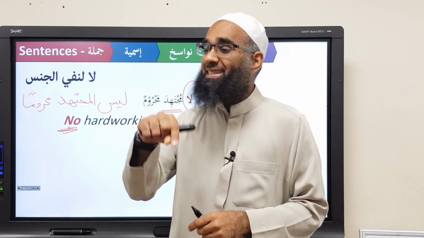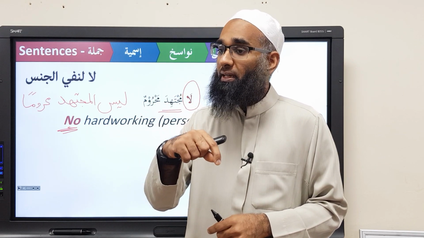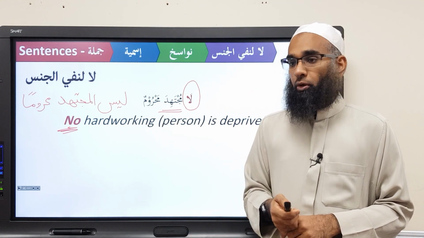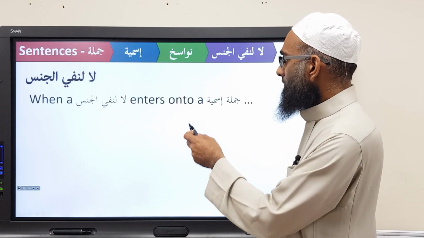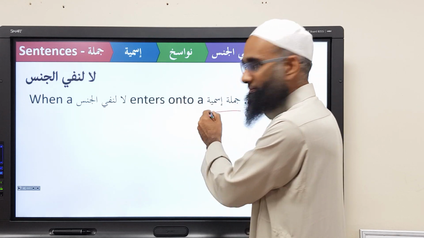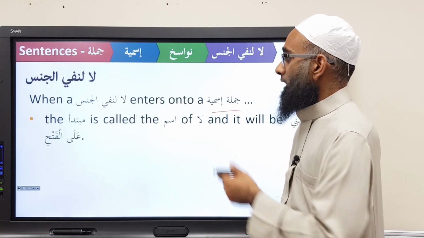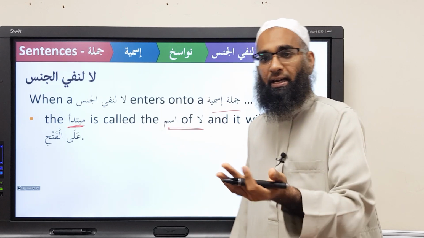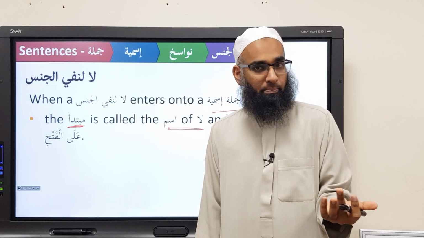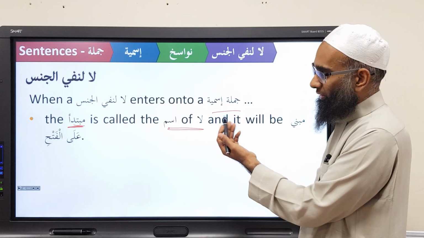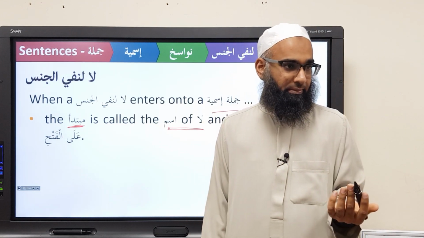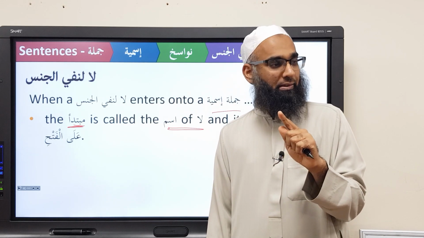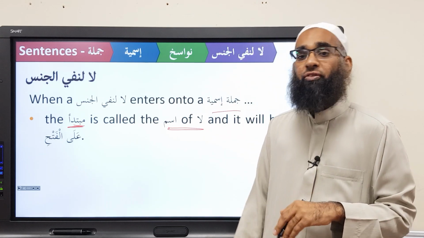Remember it's a nasikh. These nasikh come on what? Jumla ismiya. Not on jumla fi'liyah, these are jumla ismiya. What will happen now? It enters onto a jumla ismiya. The mubtada is called what? The ism of la, just like inna and kana. And the word after it is mabni al-fath. The ism is like mansoob, it only has one fatha, not two fathas. So what do we say? It's mabni al-fath.